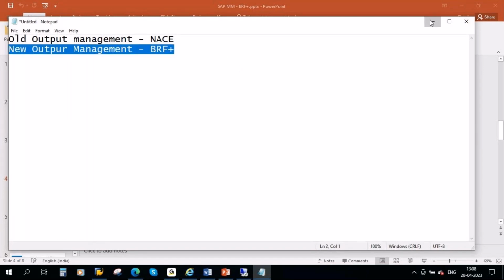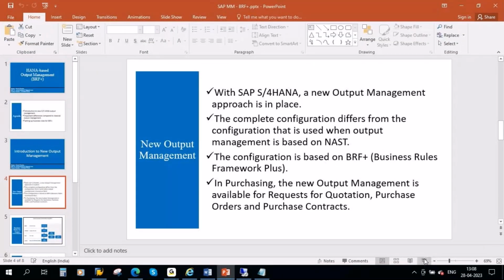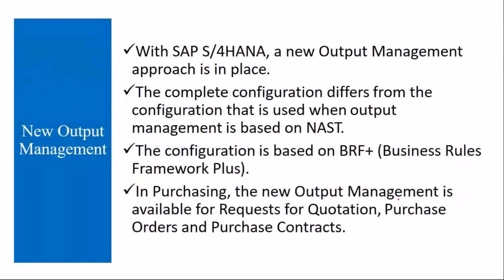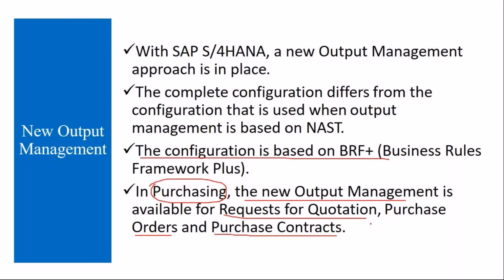The configuration is based on BRF plus. I'll show you this in the system. In purchasing, from the MM point of view, the new output management is available not only for purchase orders. It is available for requests for quotations and, as usual, purchase orders and purchase contracts. As of now it is available.